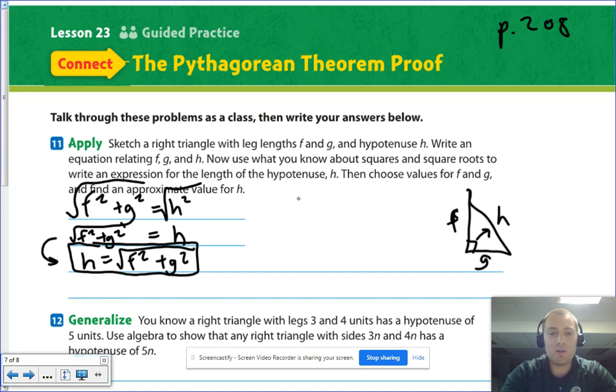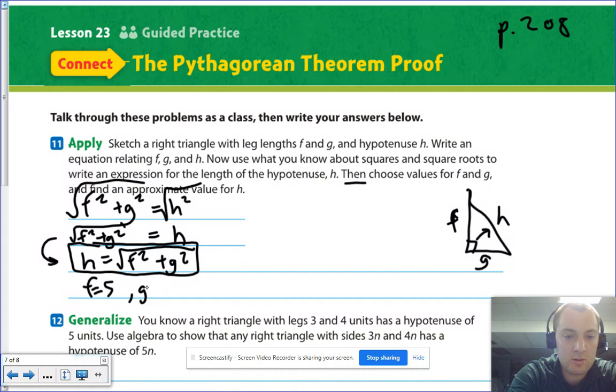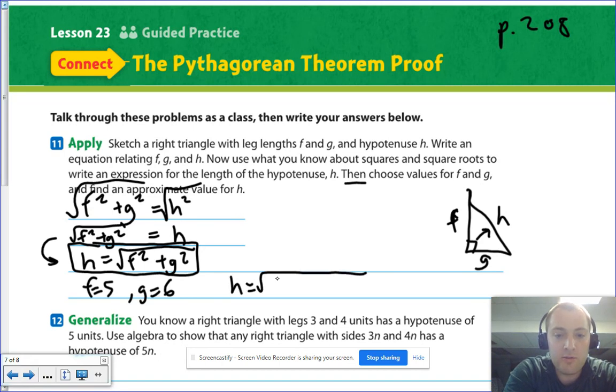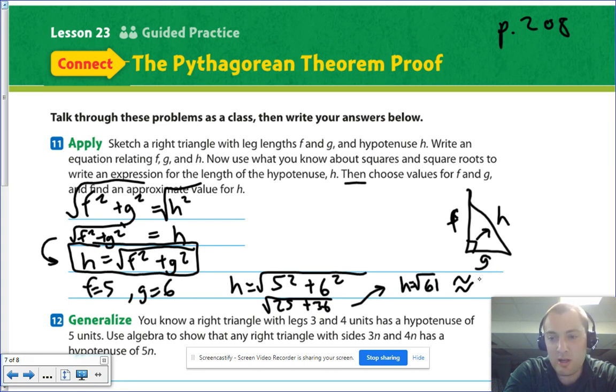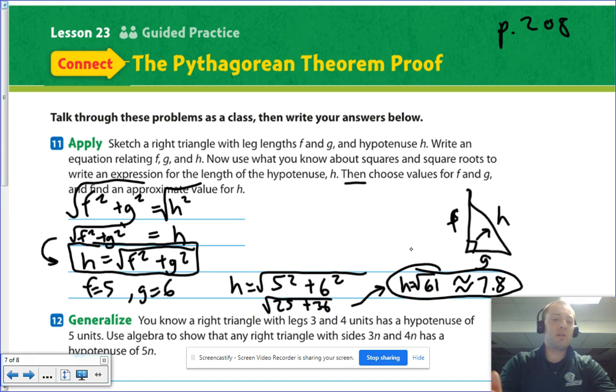So it says, then choose values for f and g and find the approximate value for h. So let's just say f was, I don't know, 5 and g was 6. If we plug it in, so h would be the square root of 5 squared plus 6 squared. 5 squared is 25, 6 squared is 36. And that totals to 61. So h would be the square root of 61, which is approximately equal to, I checked it already, 7.8. So if the sides for f and g were 5 and 6, you could get h by solving it using that formula. You get about 7.8.